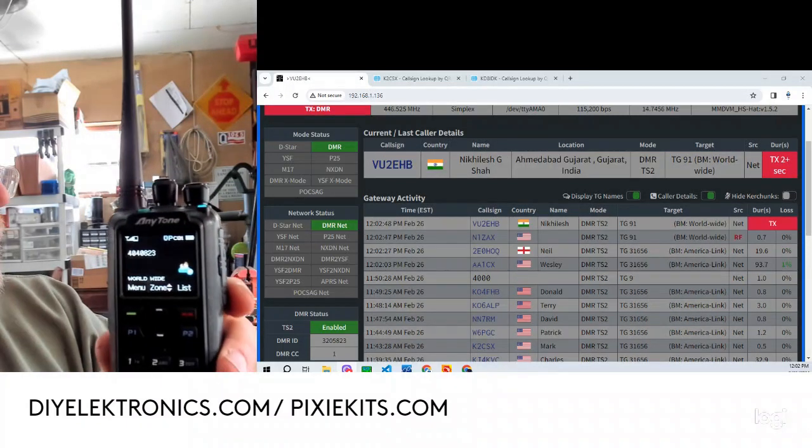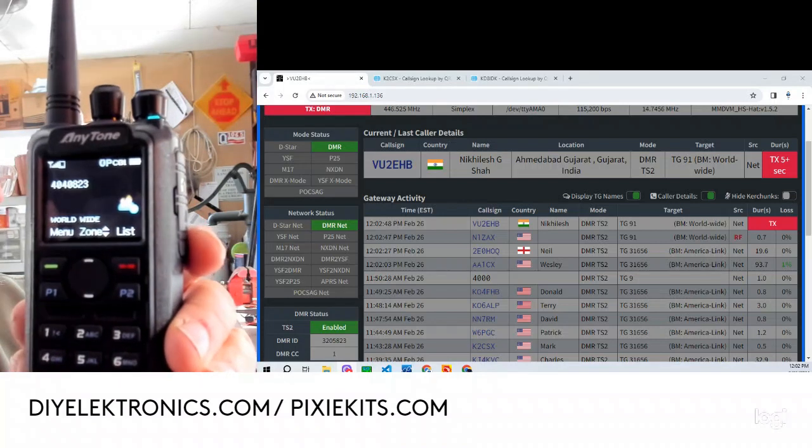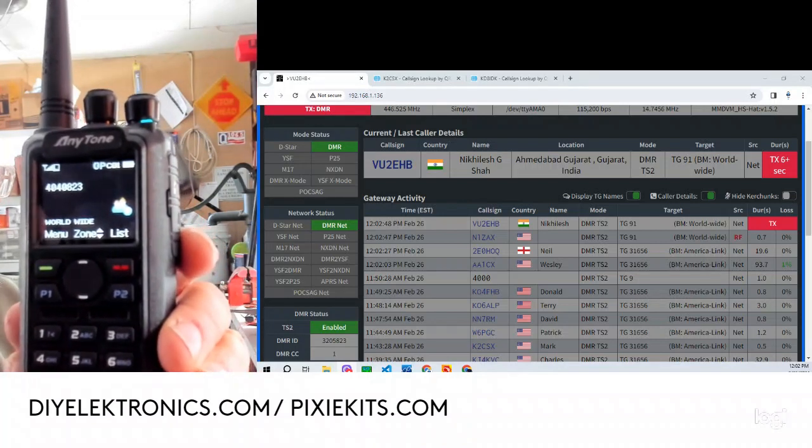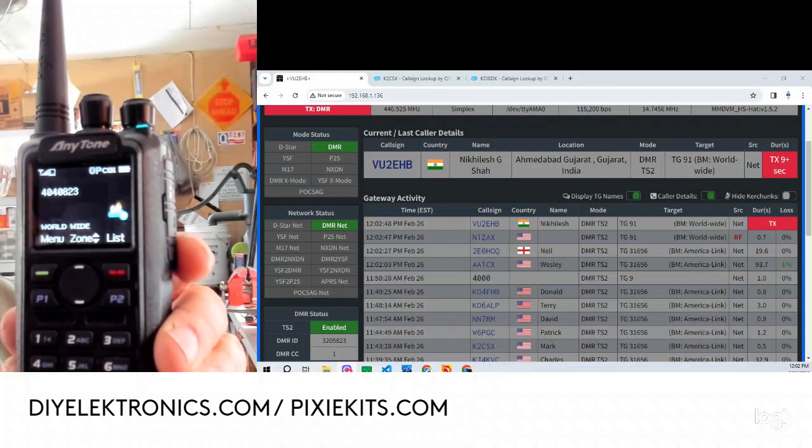Delta Foxtrot 3, Foxtrot Yankee are heard. This is Victor Uniform number 2 Eco Hotel Bravo from India. Nikhilesh is the handle. Over to Delta Foxtrot.